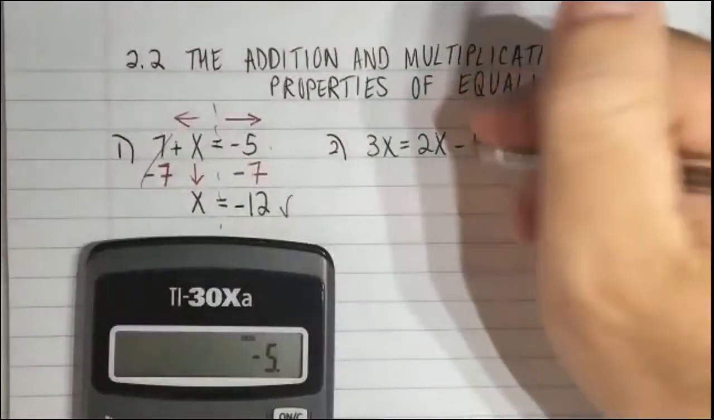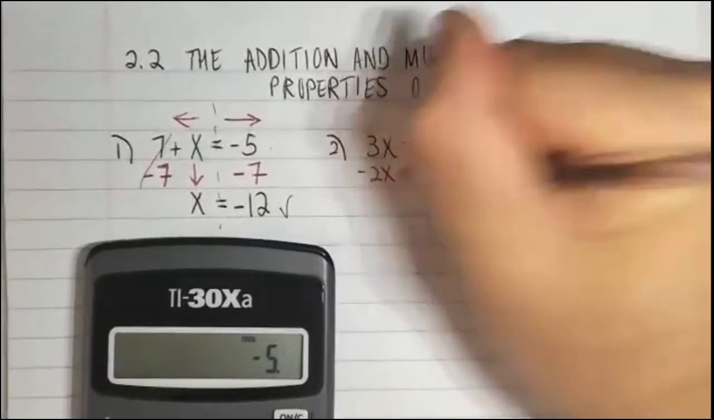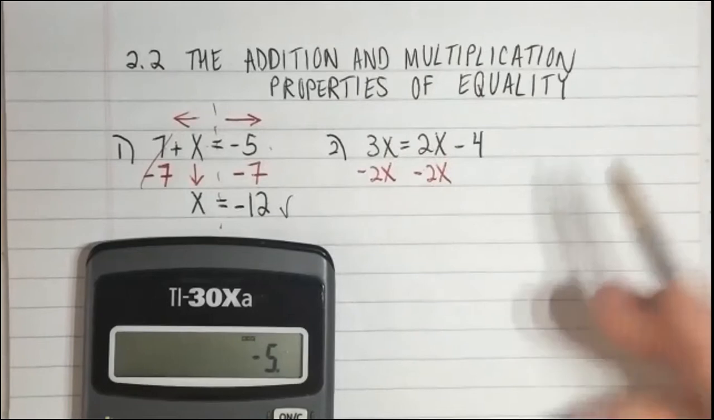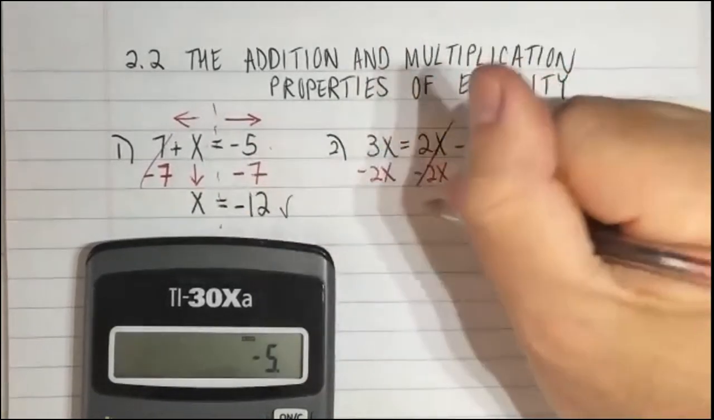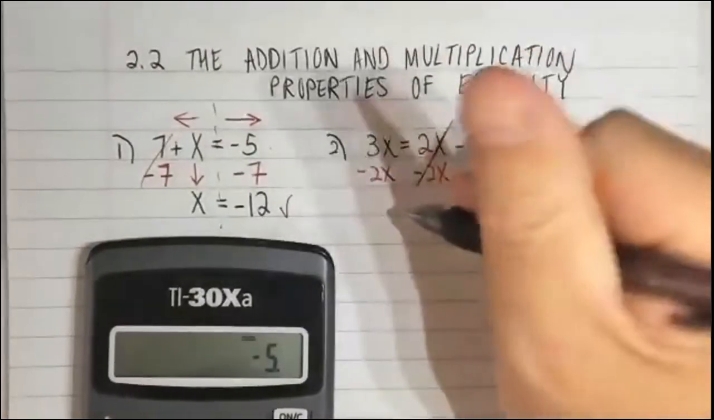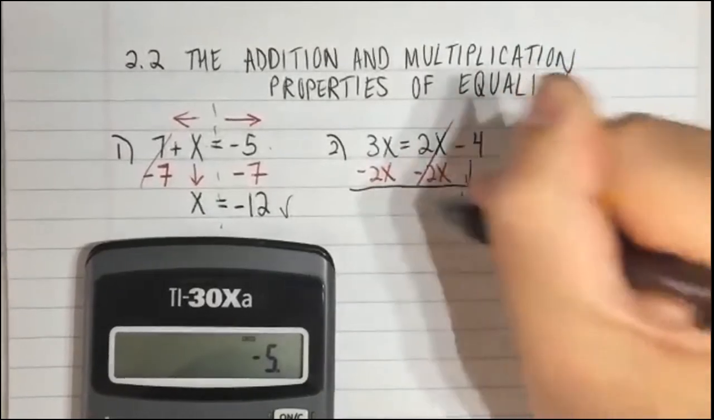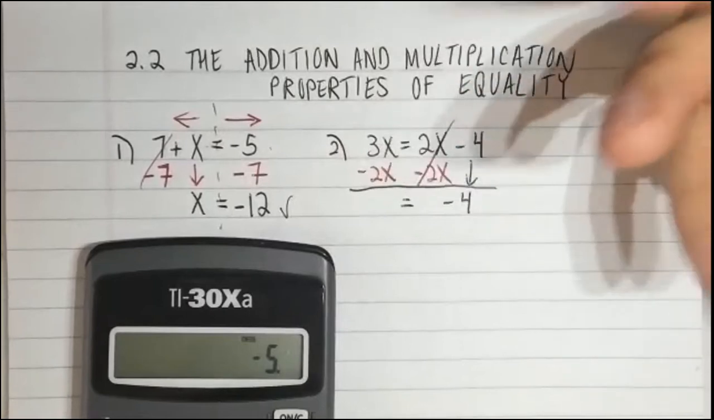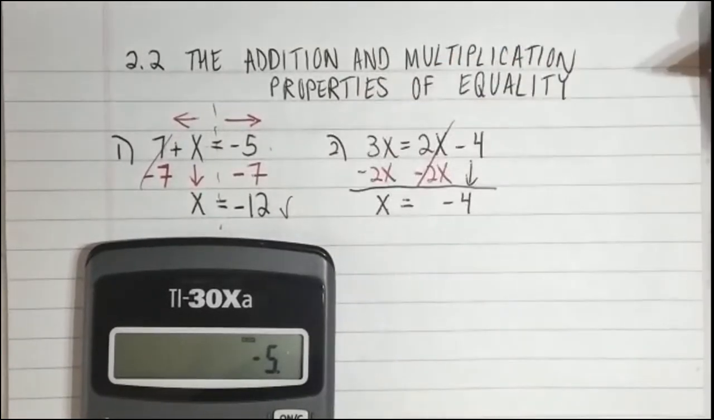So again, I've got to subtract the whole negative 2x, not negative 2, negative 2x, because now this eliminates the 2x. I got all my variables on the same side. I'm not touching the negative 4. The negative 4 just comes down. These cancel out, and 3x minus 2x would give me 1x, or just x.